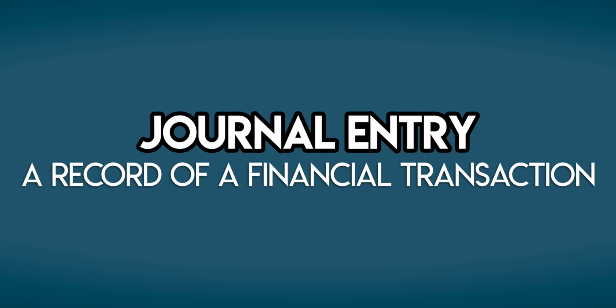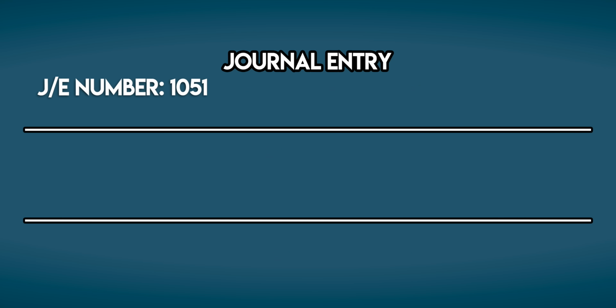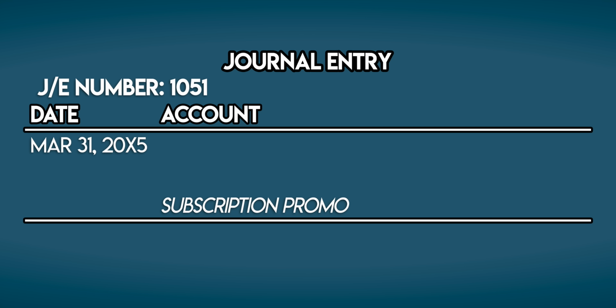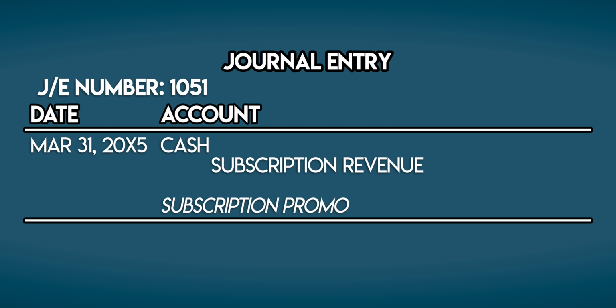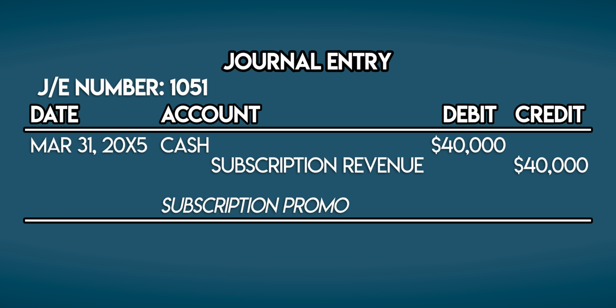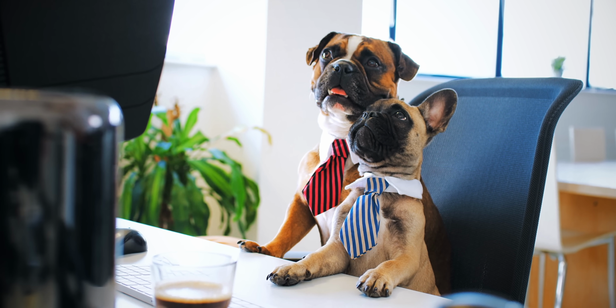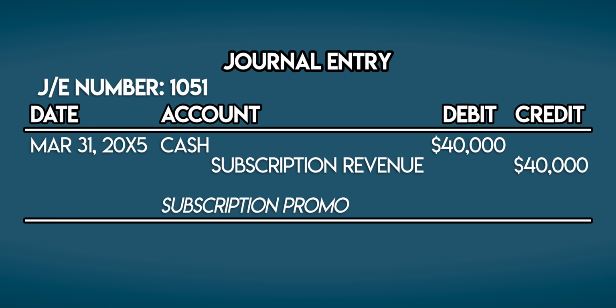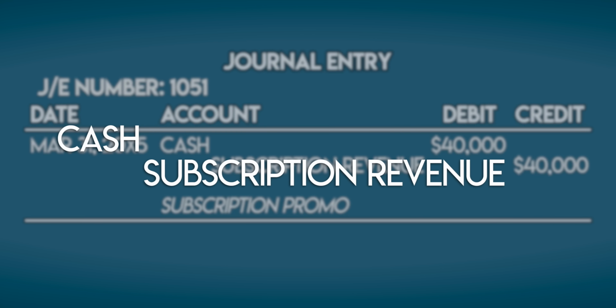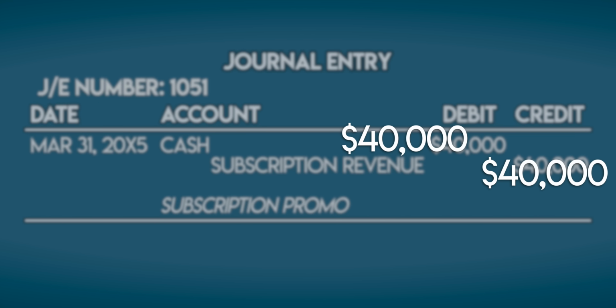A journal is a record of a financial transaction, and it looks like this. You have a unique journal number, a date, a description, the accounts affected, in this case that's cash and subscription revenue, and then you have your debits and credits, which are both $40,000. Rough Times is a serious business, so you're using double entry accounting, which means this transaction affects at least two accounts, and the total debits are equal to the total credits.